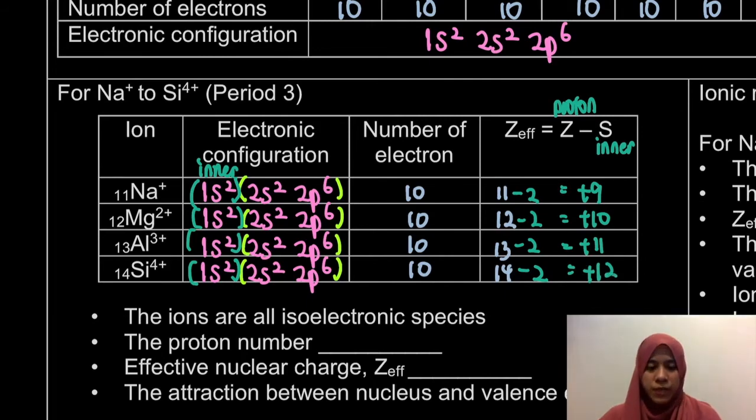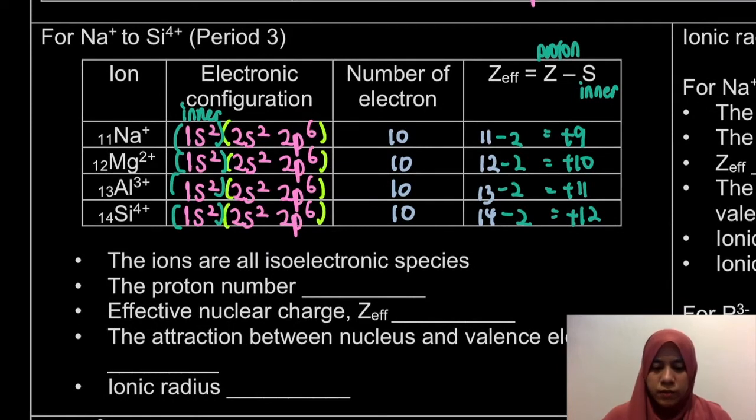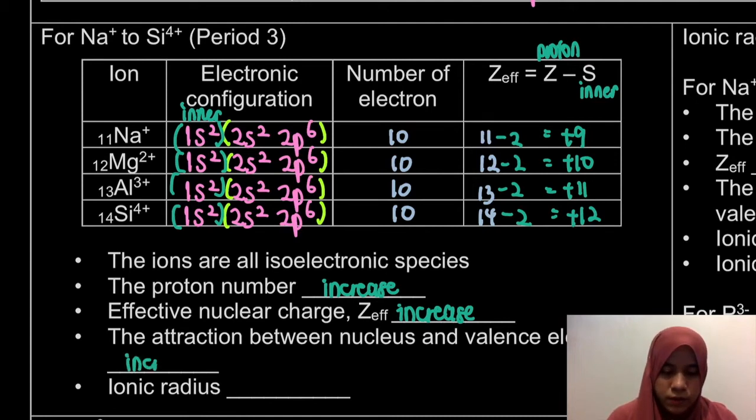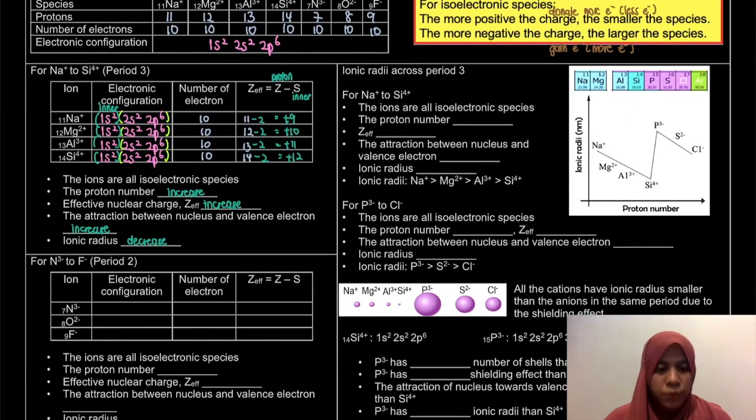Okay, so let's explain here. For the case of sodium to silicon, the proton number increases. So what happens is that the effective nuclear charge also increases. When the effective nuclear charge increases, the attraction between the nucleus and the valence electrons will increase. So the ionic radii decrease. In this case, we can look at the ZEF numbers. That's for the case of sodium to silicon.